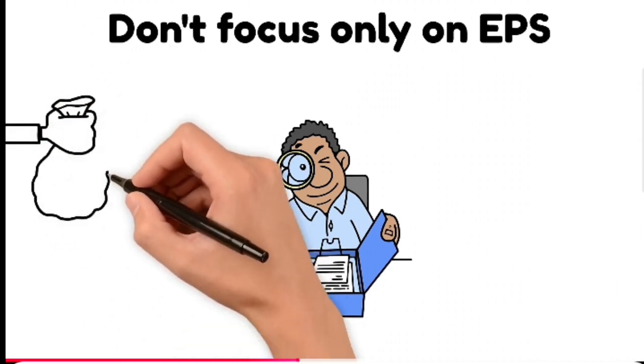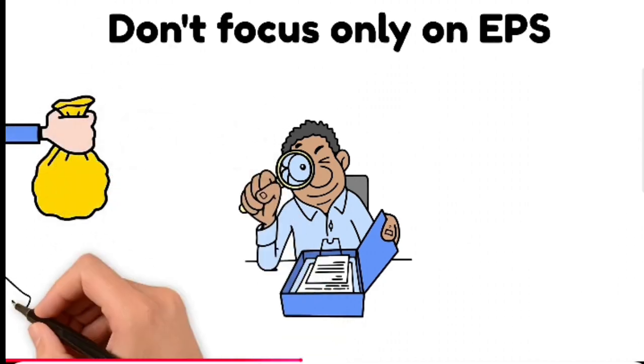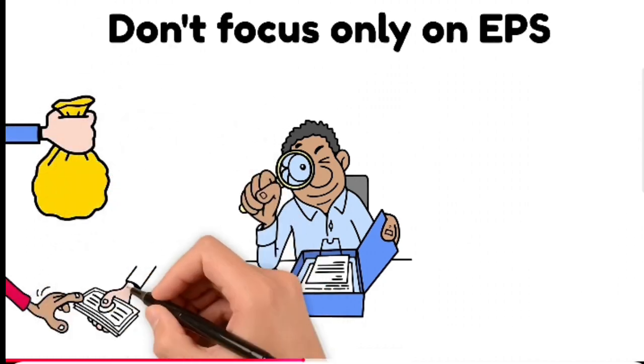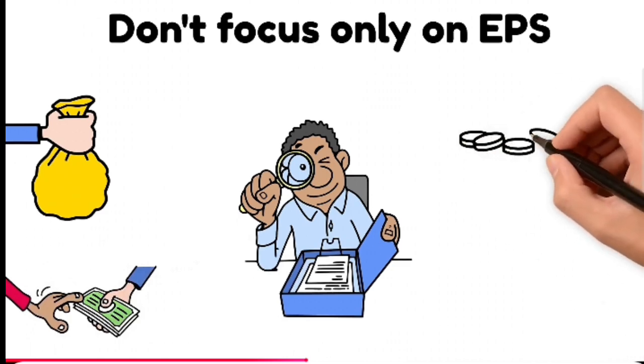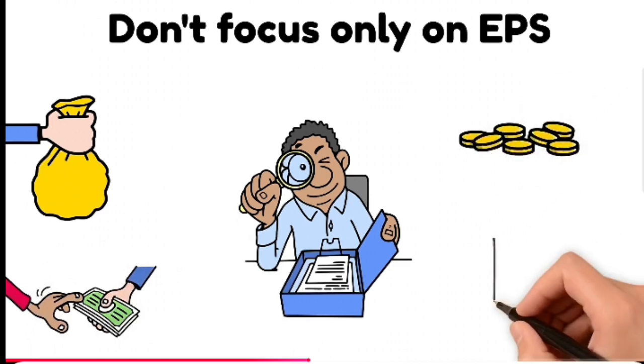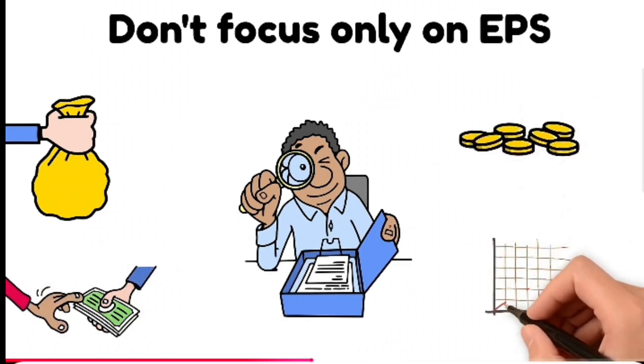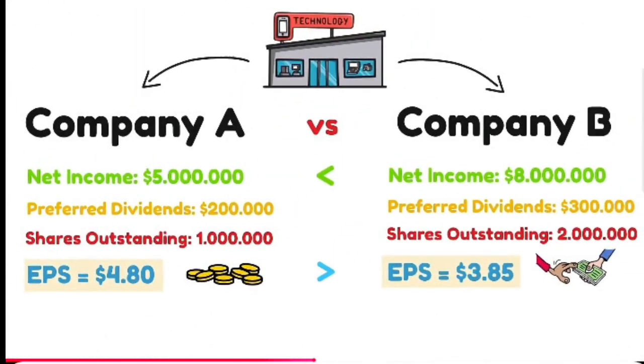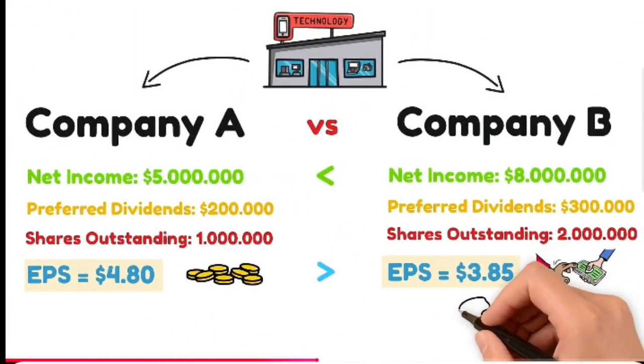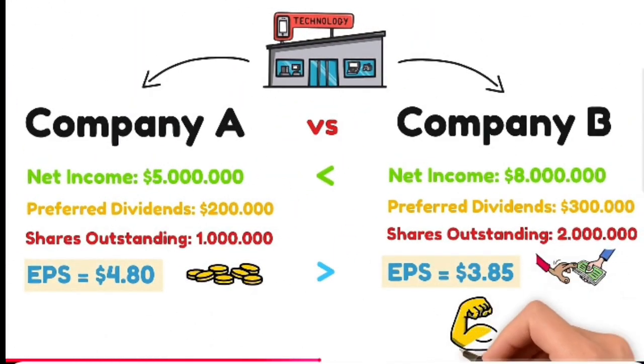To make a more informed decision, investors should also consider other metrics like revenue growth, debt levels, cash flow, the stability of the company's profits over time, and so on. While Company A may have a higher EPS, Company B has a larger overall profit, which could indicate stronger business performance in absolute terms.